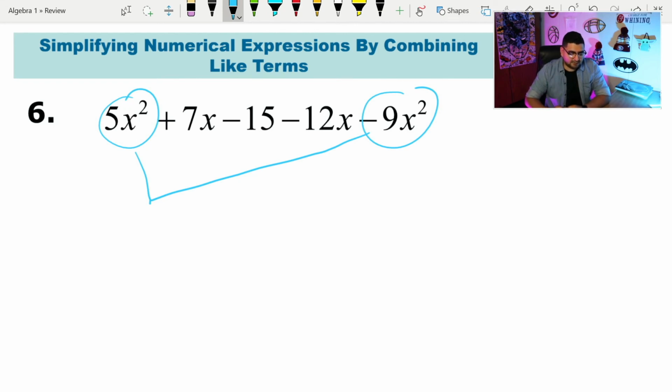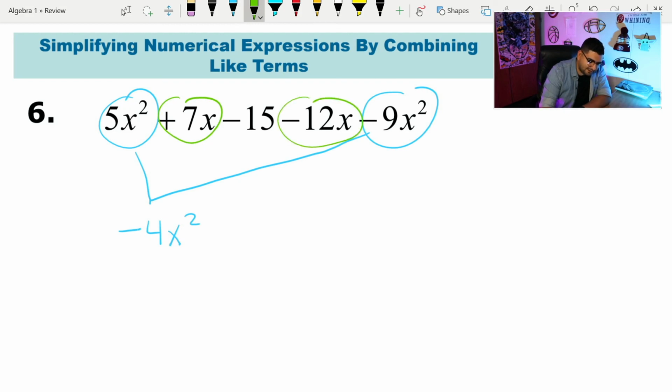So now I need to combine their coefficients, 5 and a negative 9. So what is 5 minus 9? That would get me negative 4x squared. Now this positive 7x and this negative 12x are also like terms because they both just have an x. Now they don't have an exponent written, so I'm allowed to combine them. They both have the same exponent of 1. So now I'm going to combine a positive 7 with negative 12.